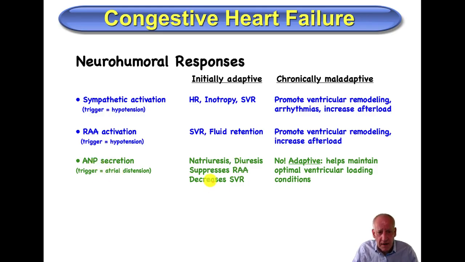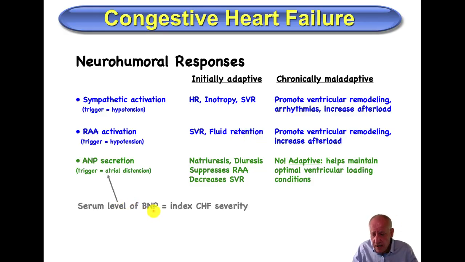These natriuretic peptides are adaptive. They promote natriuresis and diuresis to counteract the RAA system. They promote vasodilation and a decrease in SVR to relieve afterload stress. And these natriuretic peptides continue to have an advantageous effect even chronically. They help maintain optimal ventricular loading conditions and oppose an overly aggressive RAA system. Remember that the serum level of B-type natriuretic peptide is now used clinically as an index of CHF severity.